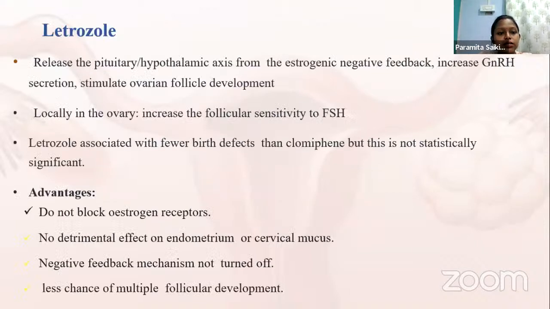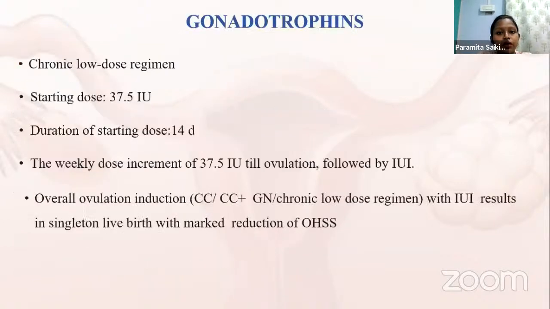Letrozole releases the pituitary or hypothalamic axis from the estrogenic negative feedback to secrete gonadotropins, and they stimulate ovarian follicle development. Locally in the ovary, it increases the follicular sensitivity to FSH. Letrozole is associated with fewer birth defects than clomiphene, but this is not statistically significant. Advantages we have: they do not block estrogen receptors, no detrimental effect on endometrium or cervical mucus, negative feedback mechanism not turned off, and less chance of multiple follicular development.